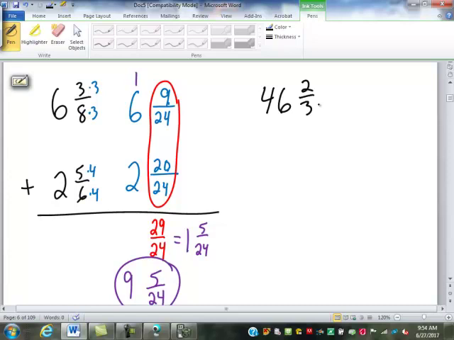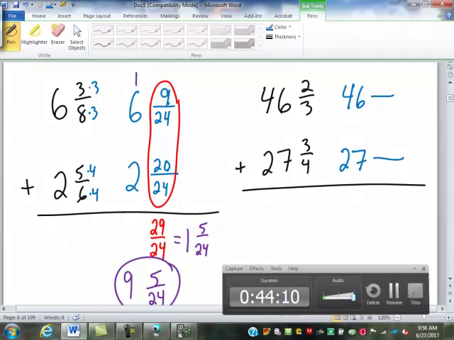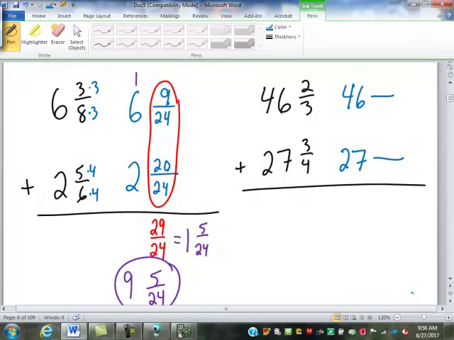So I might have 46 2/3 plus 27 3/4. I'm going to have you try that one in your notes, and we'll talk about it in just a second. Okay, let's see how you're doing so far. First, we need a common denominator, which will be 12. What goes up here? 8. Very good. 3 times 4 to make 12. 2 times 4 makes 8.